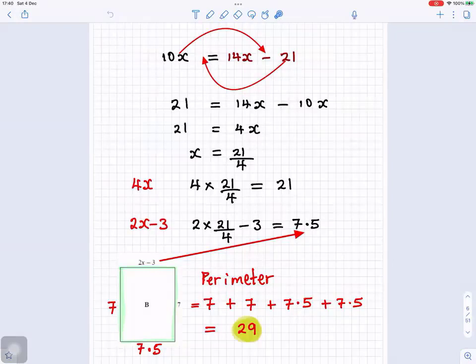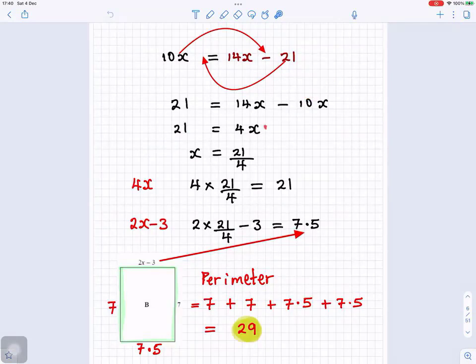To solve this linear equation, you put all the x on one side and put all the numbers on one side. So I want to put all the x to the right. So I take plus 10x to the right-hand side. It becomes minus 10x. I'll take minus 21 to the left-hand side. It becomes plus 21. So now we have 21 on the left and 14x minus 10x on the right side.